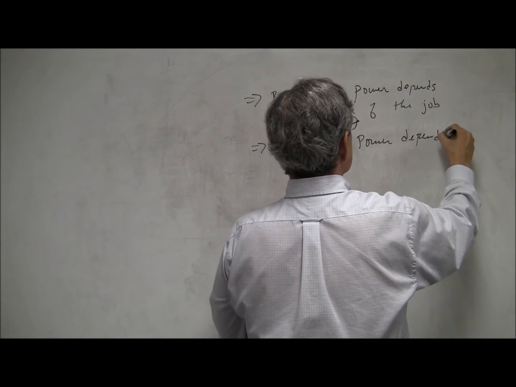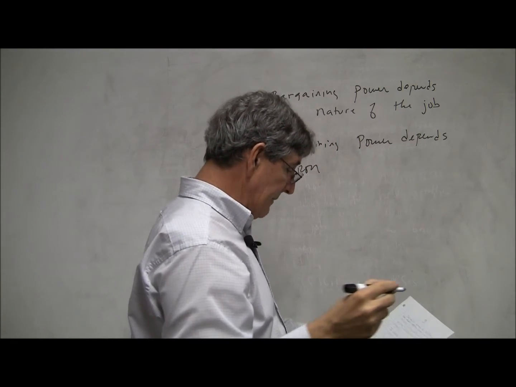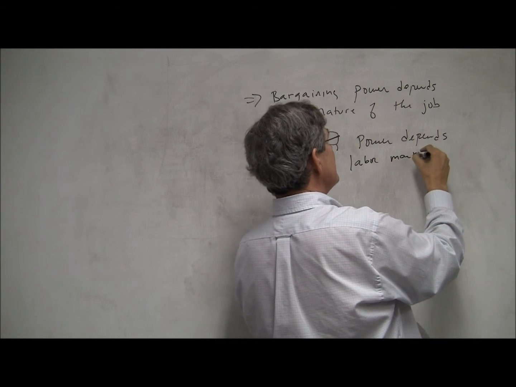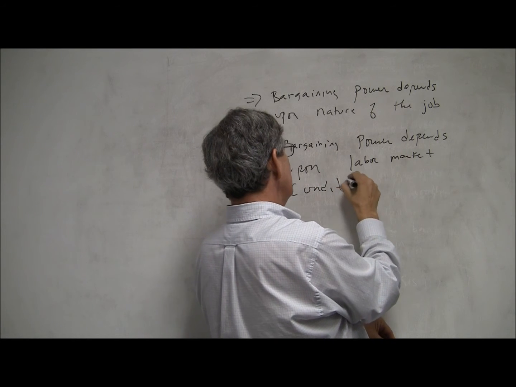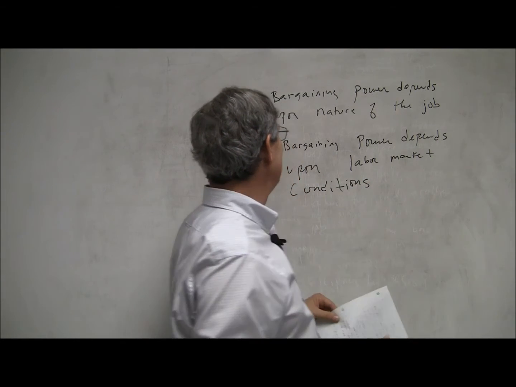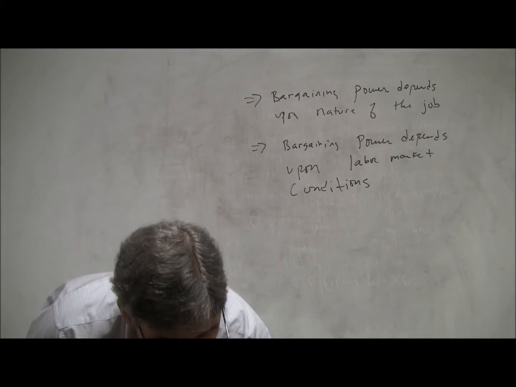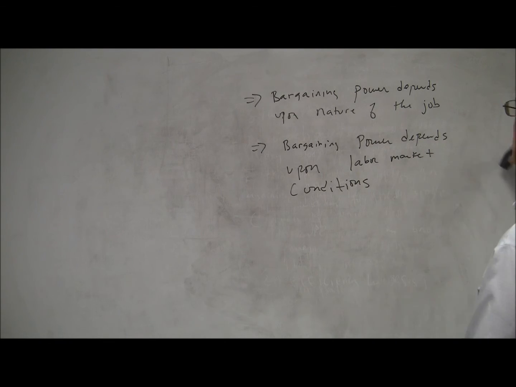And bargaining power depends upon labor market conditions. This is how easy it is to get another job. This is a bit repetitive, but again, I'm just following the book. And so those are the implications of this. Okay, let's talk about the second effect, which is efficiency wages.